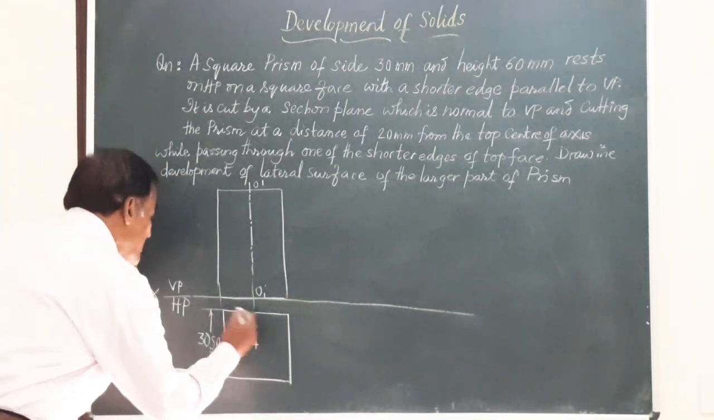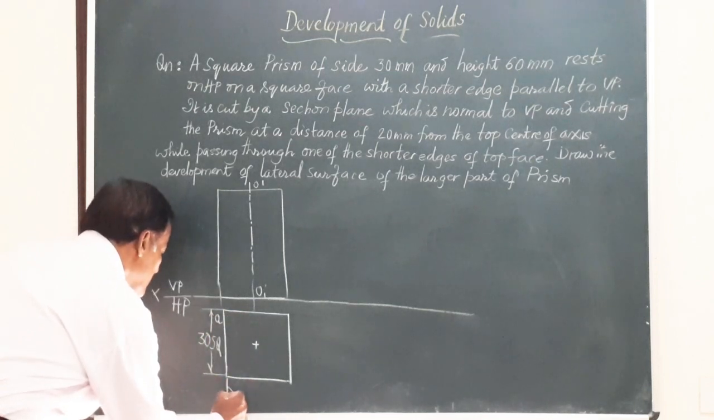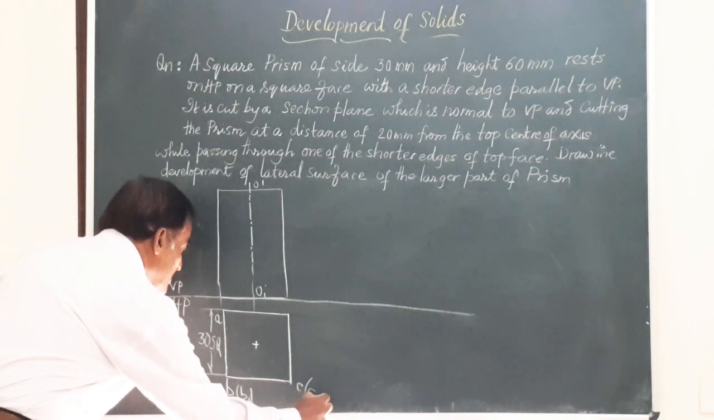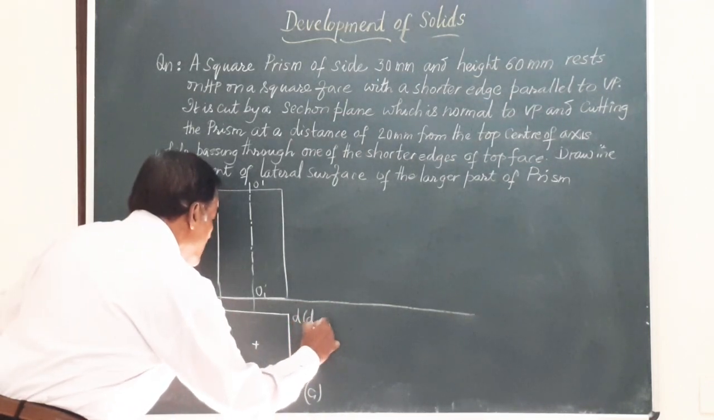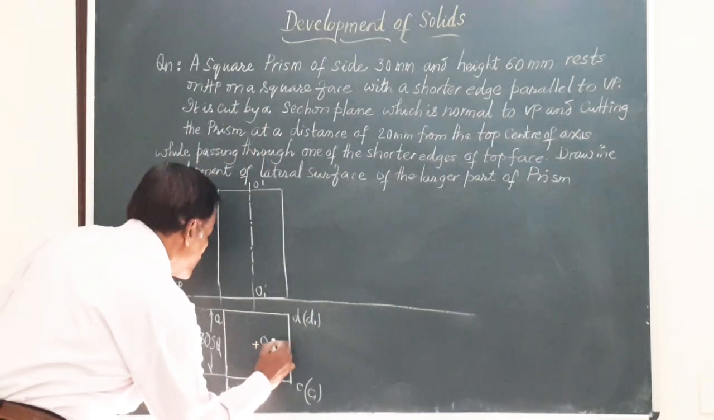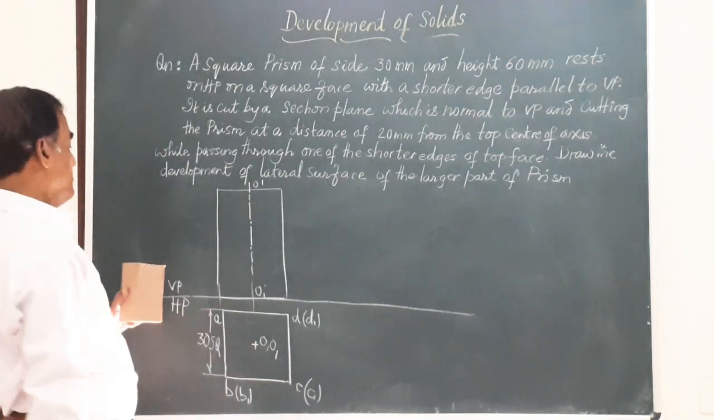Then we will mark for the top view A comma A1. This is B comma B1. This is C comma C1. C1 is not visible, hence shown in bracket. Similarly, D comma D1. Likewise, for the center, we show it as O comma O1. O is the center of the top face, O1 is the center of the bottom face.